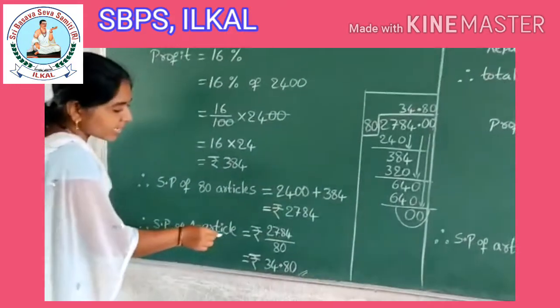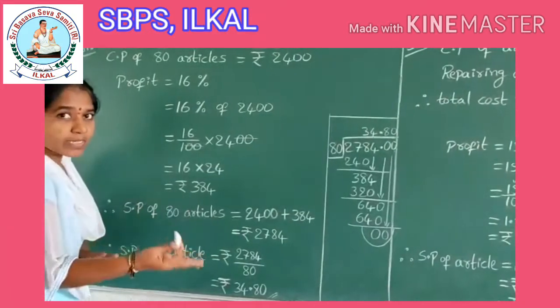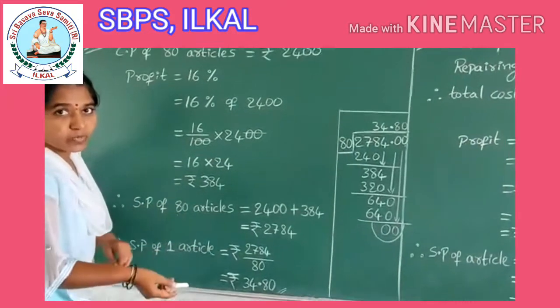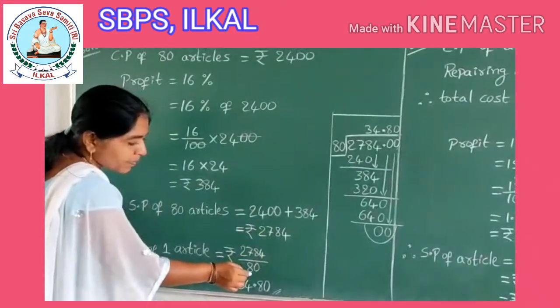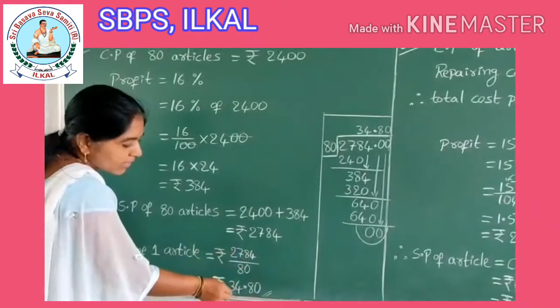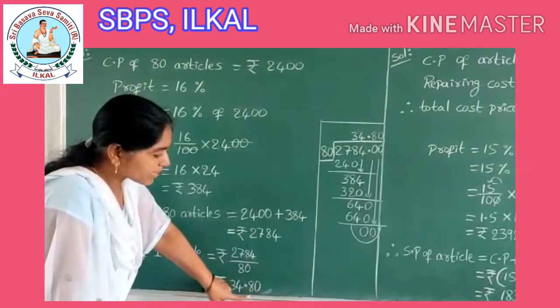Therefore, the selling price of one article is equal to. Children, if you want one, okay, from 1 to many means we will multiply. From many to 1 means we have to divide. Then 2,784 divided by 80. If you strike out, children, you will get 34.80, means 34 rupees 80 paise.